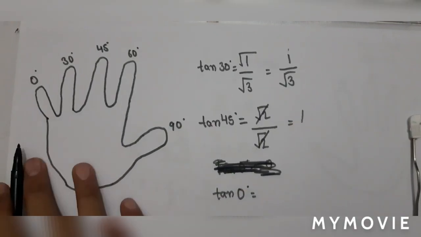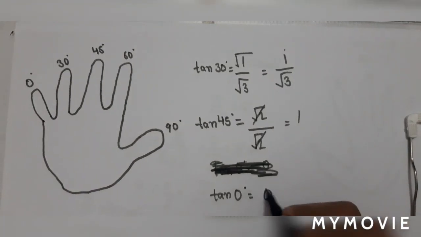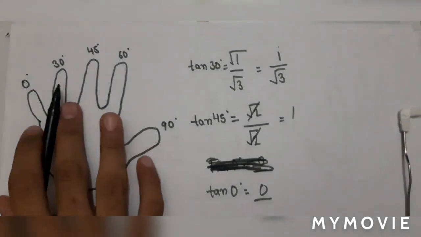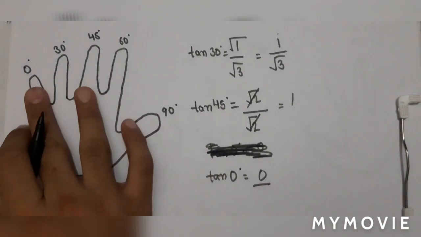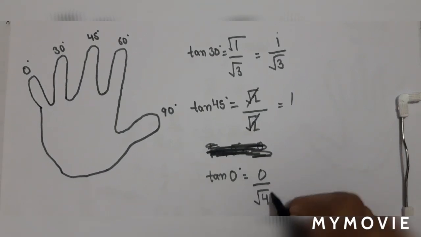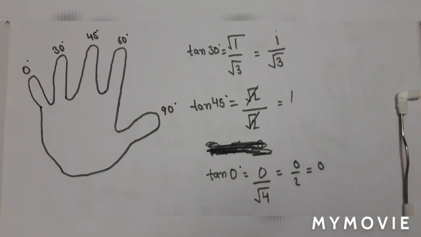So friends, how many are remaining this side? Nothing is remaining. So we can take it as 0. So root 0 is 0 only. And how many are remaining this side? 4 are remaining. 1, 2, 3, 4. So we should find the root of 4. So root of 4 is 2. So 0 by 2, our answer is 0.